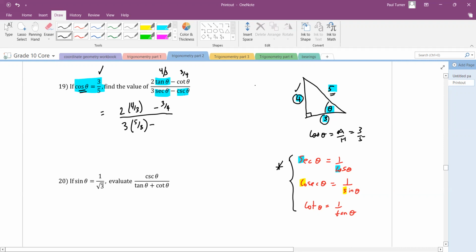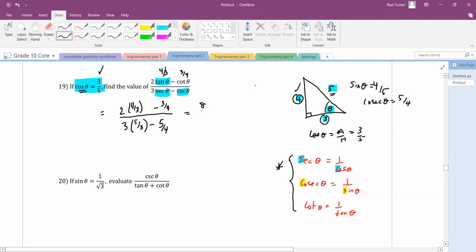Minus cosec. Cosec is 1 on sine. So we need the reciprocal of sine. So what was sine theta? Sine is opposite on hypotenuse, 4 on 5, okay? So cosec is going to be 5 on 4. So now we're going to write 5 on 4 here. Okay, so all the numbers are filled in and we just need to calculate them.